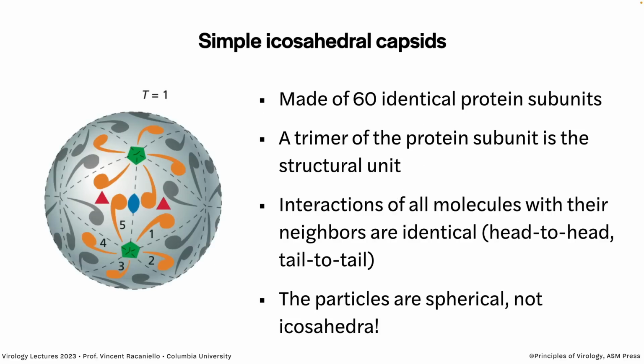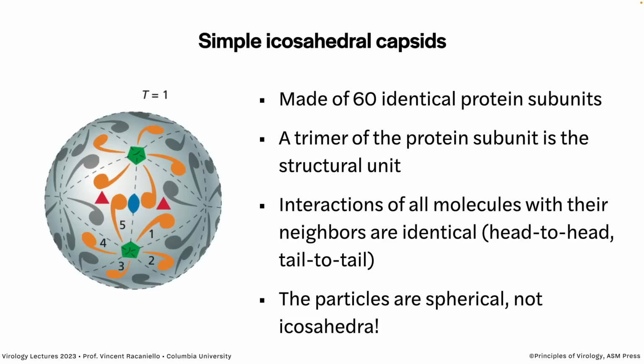The simplest icosahedral capsids are made of 60 identical protein subunits. Remember, the subunit is the individual polypeptide chain. And for these viruses, the structural unit, which is what the particle is made from, is a trimer of this one protein. So here's a very simple virus particle.